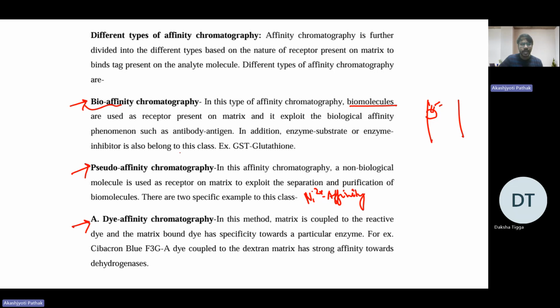Then there can be dye affinity chromatography. In this method, the matrix is coupled to a reactive dye, and the matrix-bound dye has specificity towards a particular target. For example, you have the Cibacron Blue F3GA dye coupled to a Dextran matrix, and this particular dye has strong affinity towards dehydrogenases.